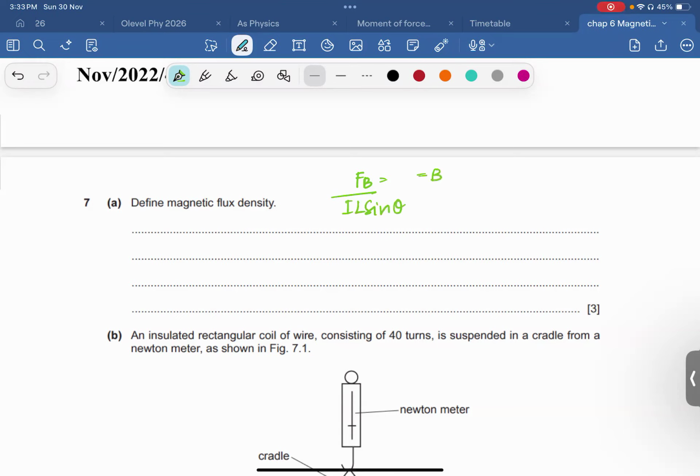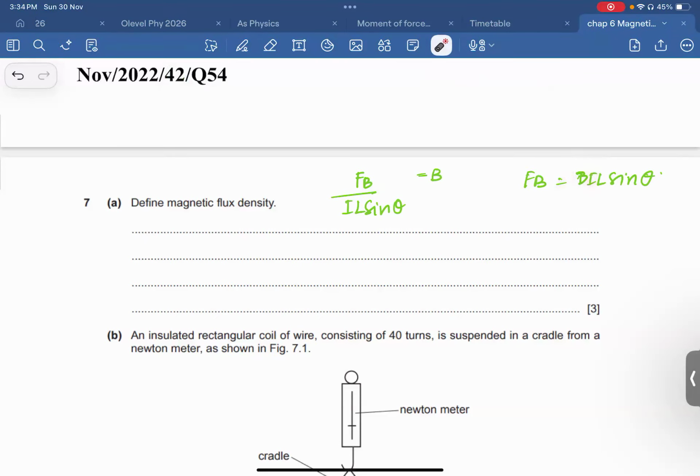The formula that we are looking at in this form, okay, is F equals BIL sine theta, right? So basically, you just need to explain this formula, and you have to explain that B is basically force per unit current, per unit length. Okay, and the wire should be perpendicular to the uniform magnetic field.